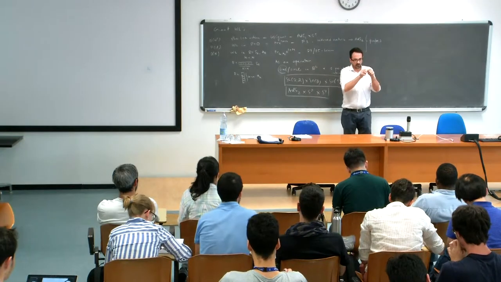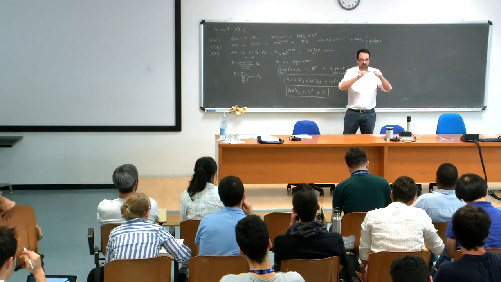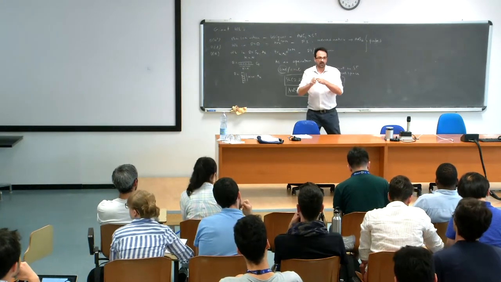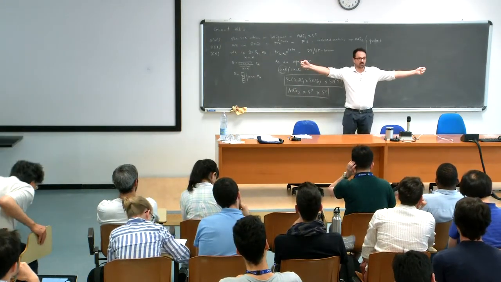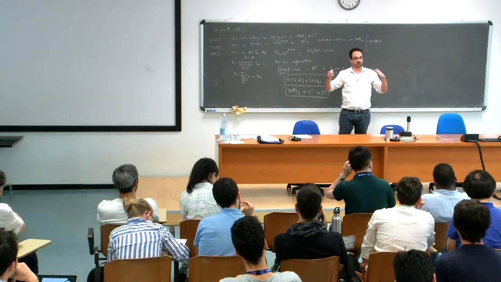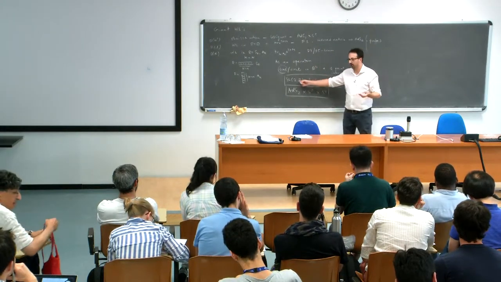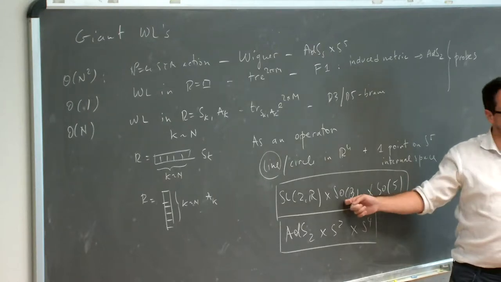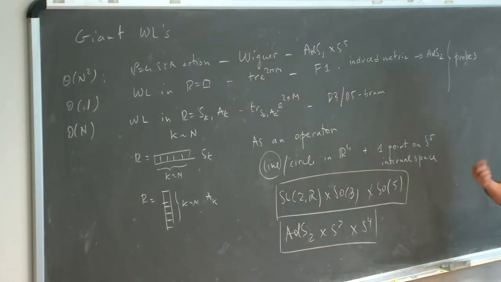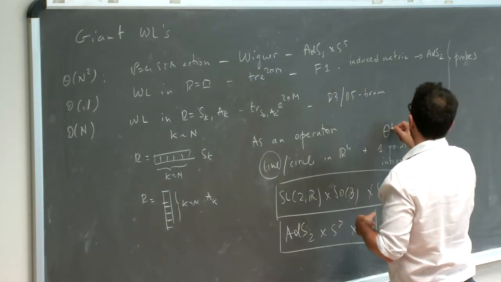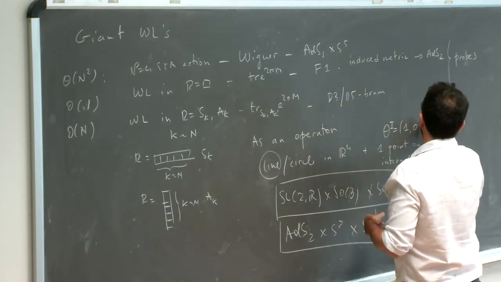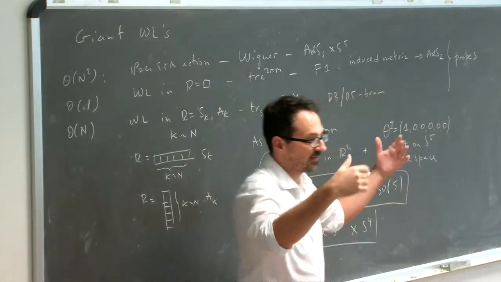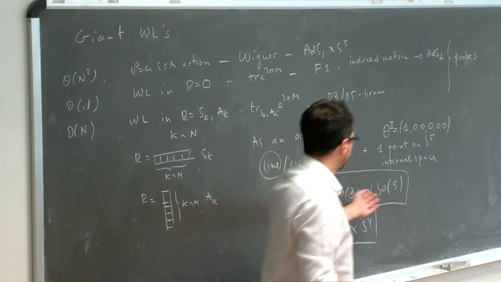which has three generators. I can do three transformations along the line. I can translate along the line. I can do a dilatation along the line. And I can do a special conformal transformation along the line. So it's three generators, SL(2,R). Then around any point of the line, I've got a sphere, SO(3), and then since I fix the coupling to the scalars to be (1,0,0,0,0,0), I break the SO(6) R-symmetry down to SO(5), which explains this.